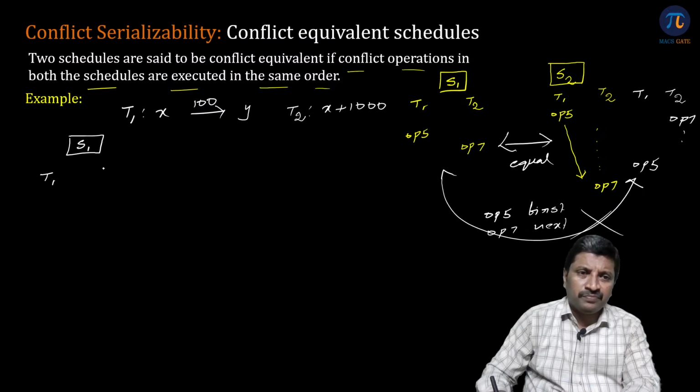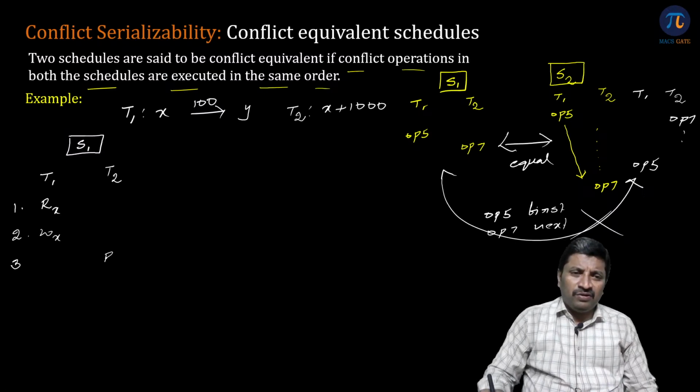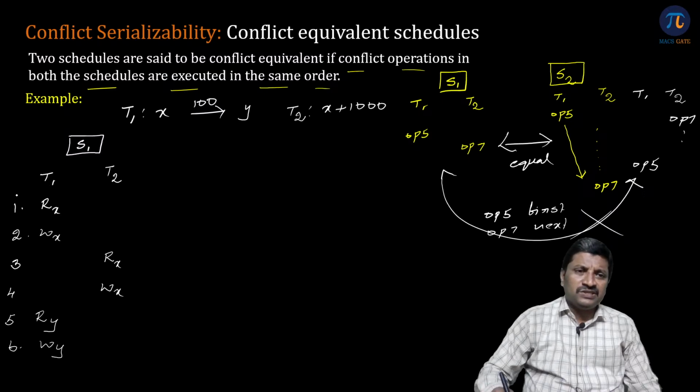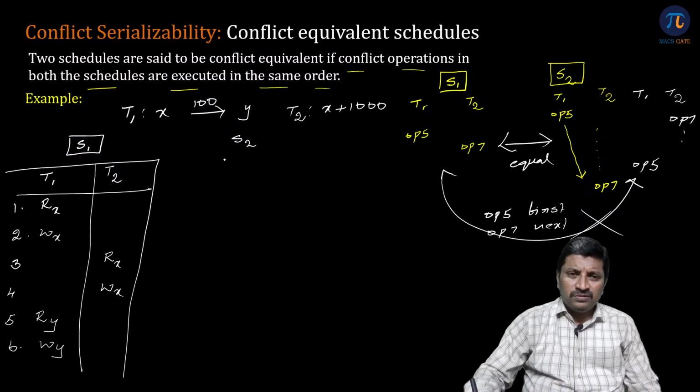First I read the value of X in the first transaction. Then we update it. How much we updated doesn't matter. Then the third step, we read the value of X in the second transaction. Then we write the value. Then we come back here, we read the value of Y, then we write the value of Y. This is one of the non-serial schedules. Let me give one more schedule, which is a serial schedule.